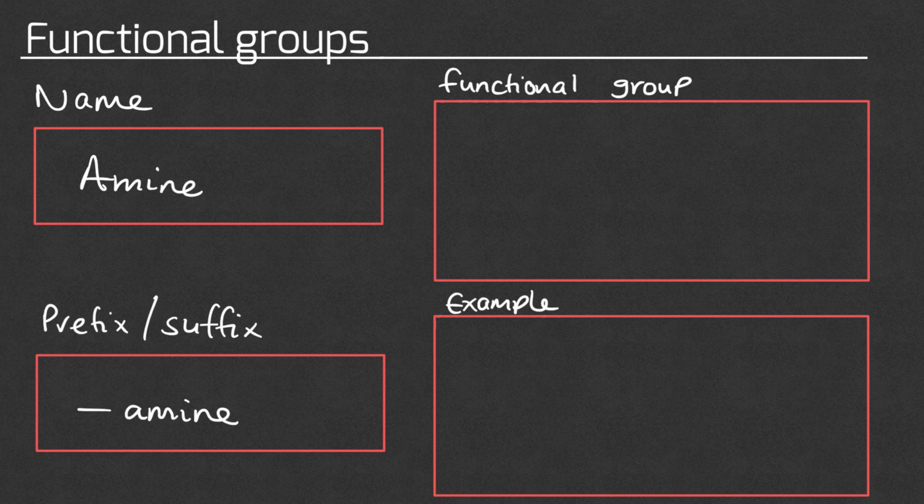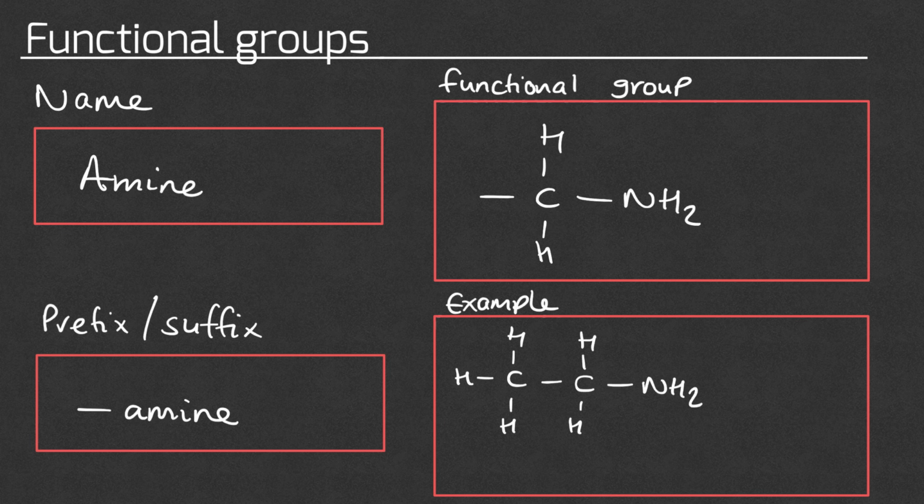Like nitriles, amines are quite straightforward to name. They just have the suffix amine. An amine functional group is an NH2 attached to a carbon. So this molecule would be ethylamine. Unlike nitriles, we name amines by using the name as if it was a side chain. So the two carbons in the chain we would call ethyl and then put amine at the end. If there was one carbon in the chain, we would call it methylamine.